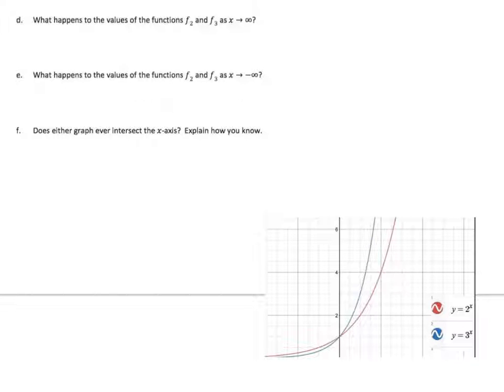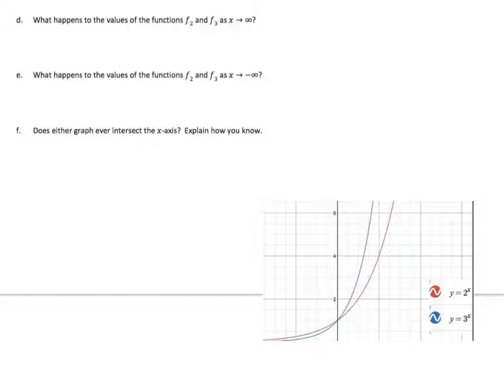These next few questions talk about what's called end behavior. So, well, let's just look through it. What happens to the values of the functions f sub 2 and f sub 3 as x approaches 0? So what we do is we look at the x-axis, which I have not put on this drawing. Awesome. So let's sort of add it.